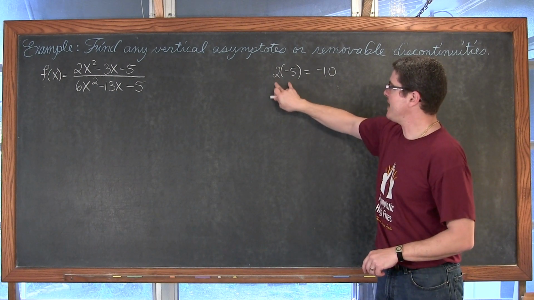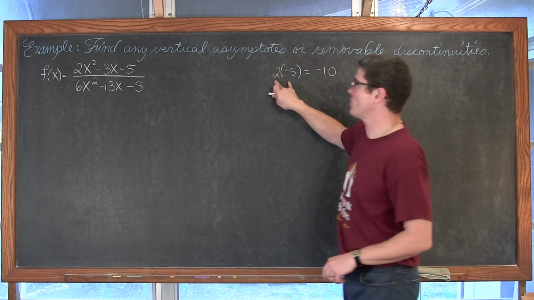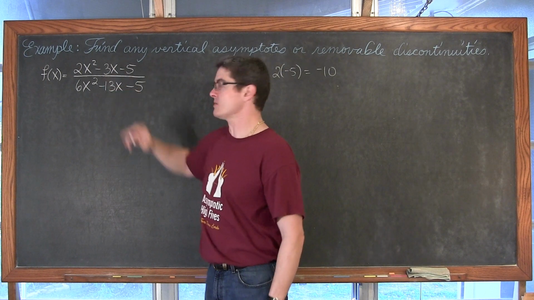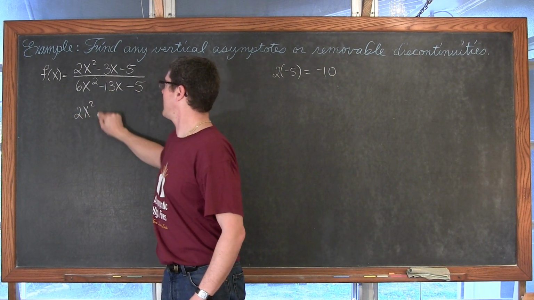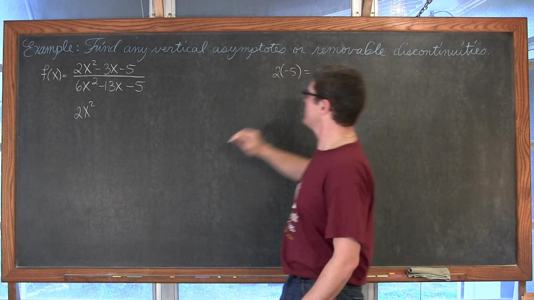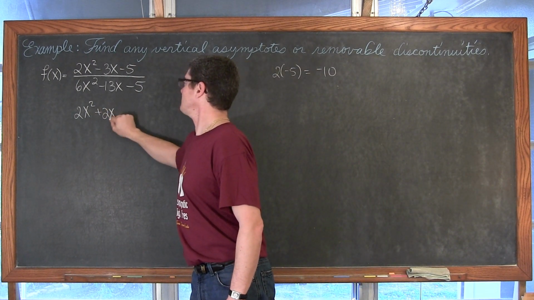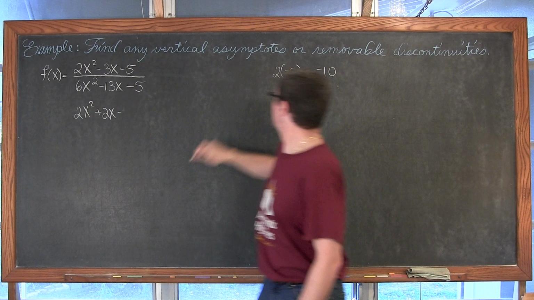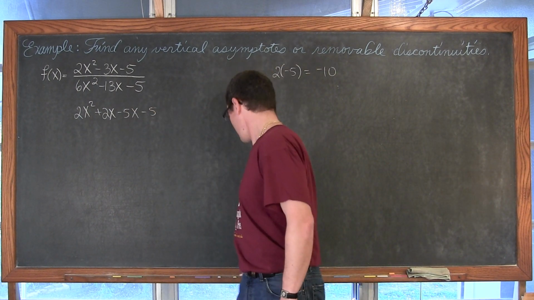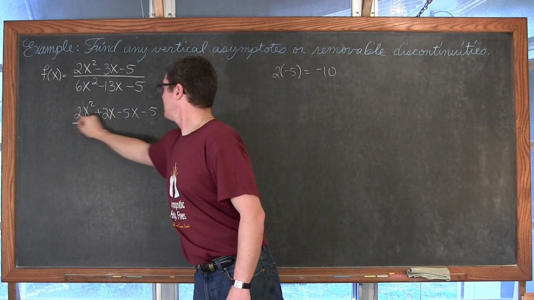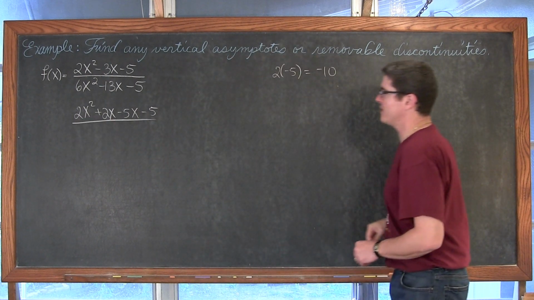I'm now going to take these factors and use them to rewrite the middle term. So the numerator anyway is going to be 2x squared plus 2x minus 5x minus 5. And I'm leaving the denominator blank for you to figure out.